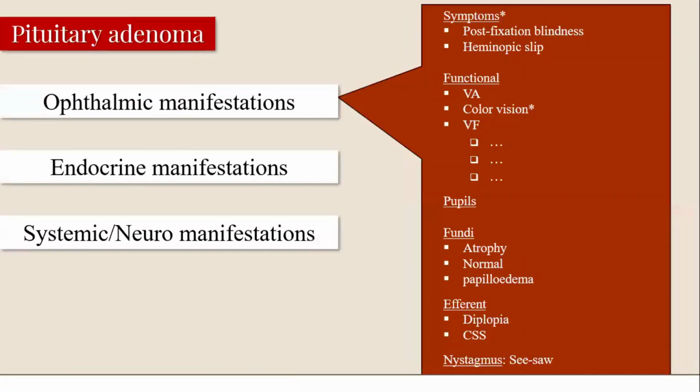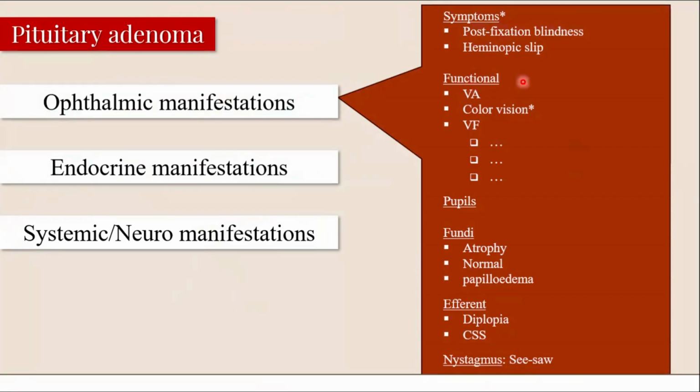As a result, a previously compensated phoria may decompensate into a tropia, leading to significant visual symptoms for the patient. Again, that's why I wrote post-fixation blindness and hemianopic slip or hemifield slip under the heading of symptoms, because here patients experience visual symptoms. So we are done with this. Sometimes hemianopic slip is called non-paretic diplopia, because patients with pituitary adenoma may develop something called paretic diplopia.